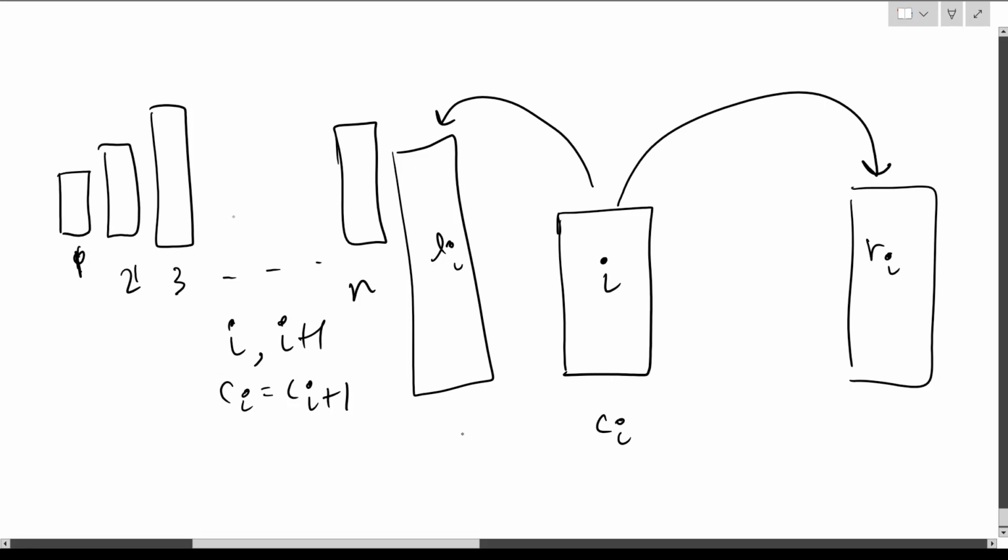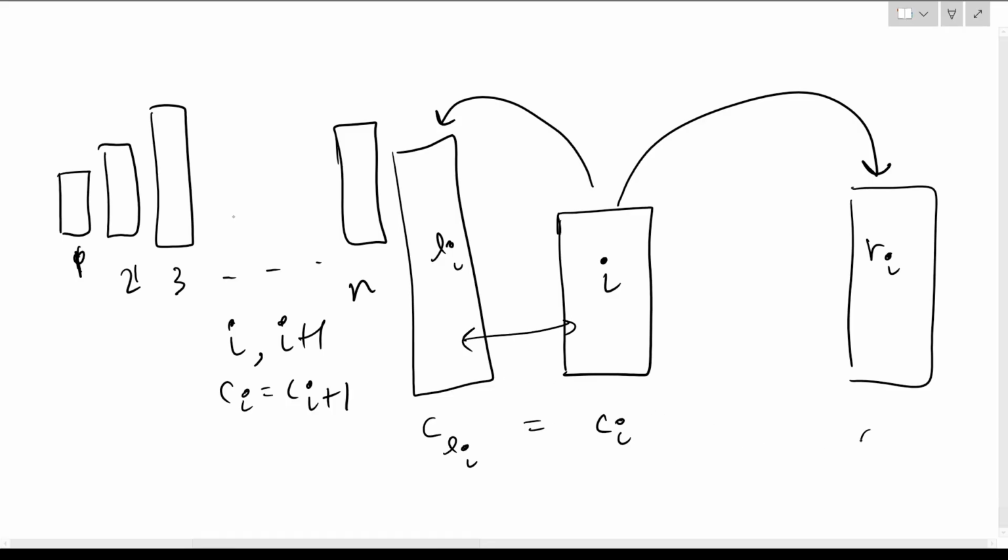If Ci has the same color as Cli, then that tells us we can merge these two. And if Ci is equal to Cri, then that tells us that we can merge these two. And after performing these merges, all we need to do is count the component size of this and multiply that with our answer. And we repeat this in sequential order for all 1 to n, and we'd be done.